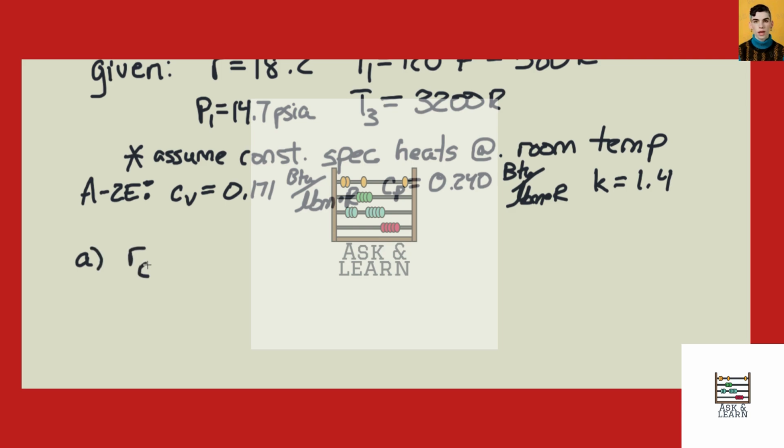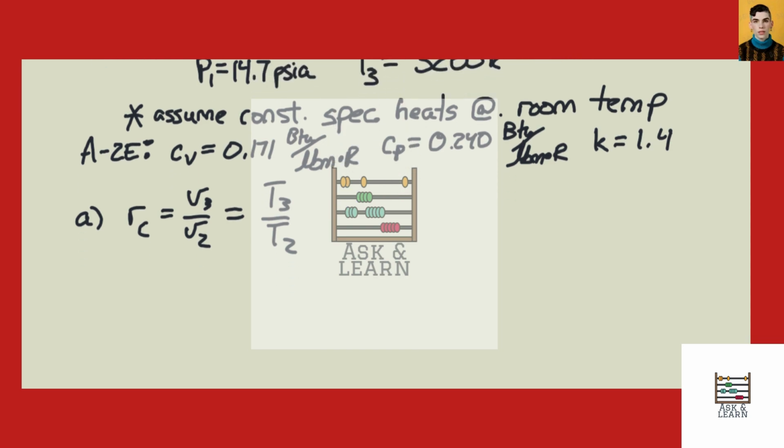So the cutoff ratio is equal to specific volume at 3 over specific volume at 2. But we're not given any volume, so we can use the ideal gas law for a constant pressure process, because process 2-3 is a constant pressure process for the diesel cycle. And we can relate the ratio of V3 over V2 to the ratio of T3 over T2. So now all we have to do is find T2.